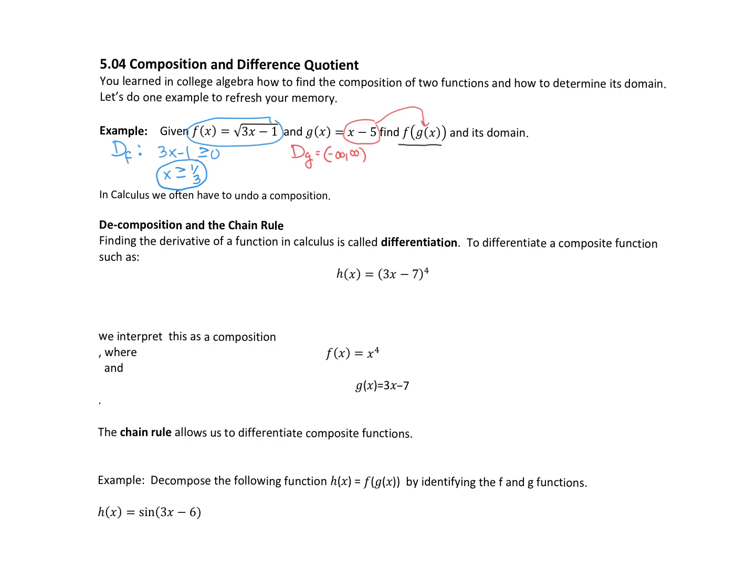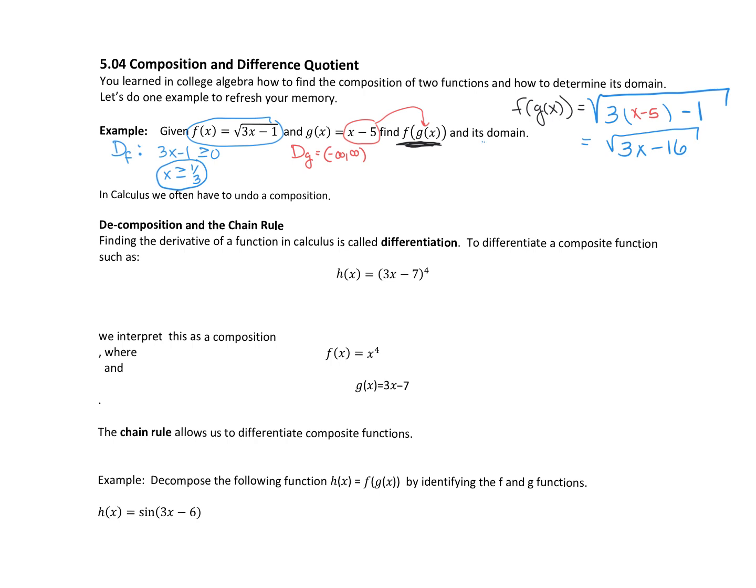Now, when we find the composition, we're going to start with our outer function. So f of g of x is going to be our outer function, the square root of 3 times something minus 1. And then in there, we're going to put the g of x, x minus 5. And our final result is going to be the square root of 3x minus 16.